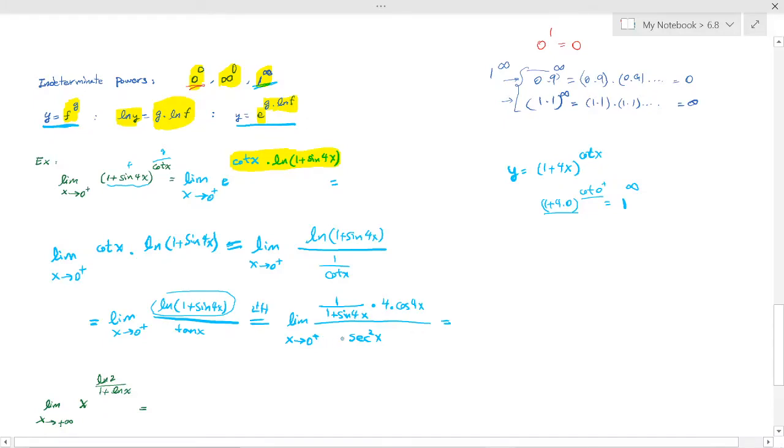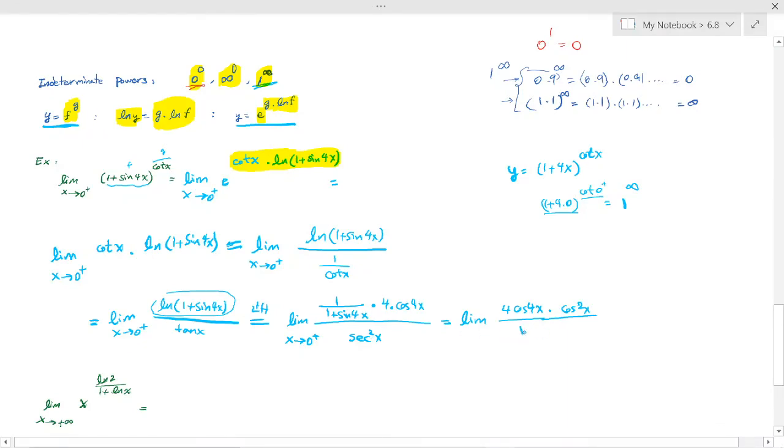If you write this in terms of limit, secant squared is 1 over cosine squared. I can move it to the numerator and say this is the limit of 4 cosine 4x times cosine squared x. Instead of secant squared, I write 1 over cosine squared and multiply both numerator and denominator by cosine squared to get rid of the secant squared.